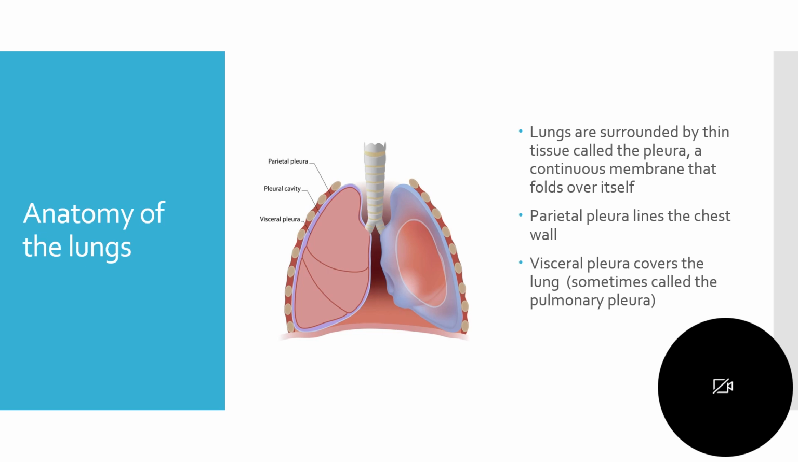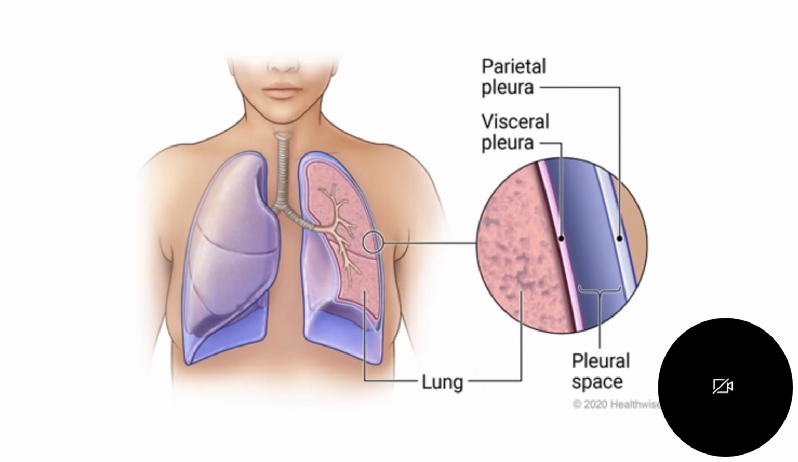Now, each lung is enclosed in what we call a pleural sac that consists of two types of membrane. One is called the parietal, and the other one is called the visceral. In between the parietal pleura and the visceral pleura, there is a space that is called the pleural space. And within that space, there is a scant amount of fluid.